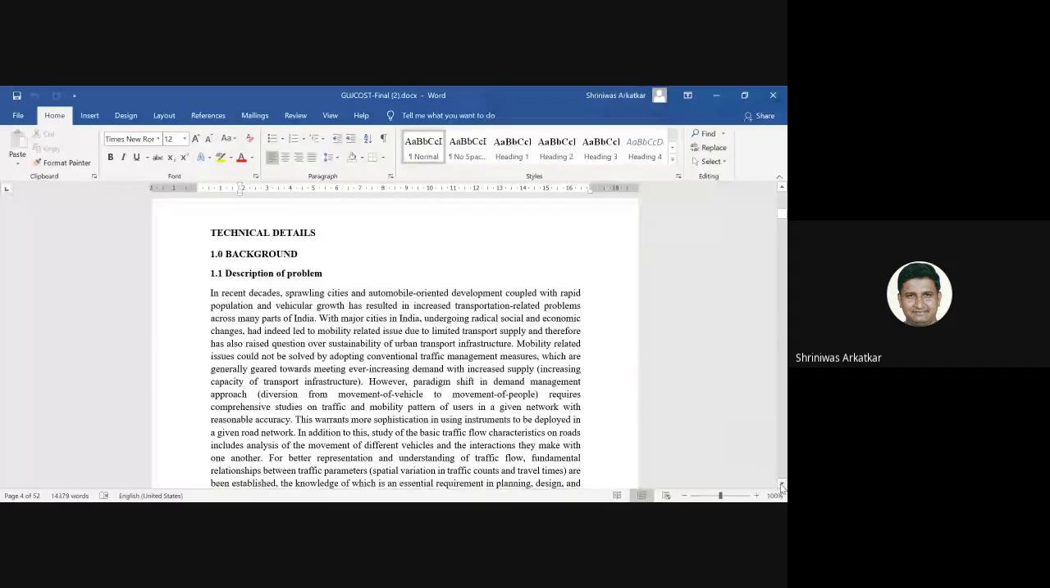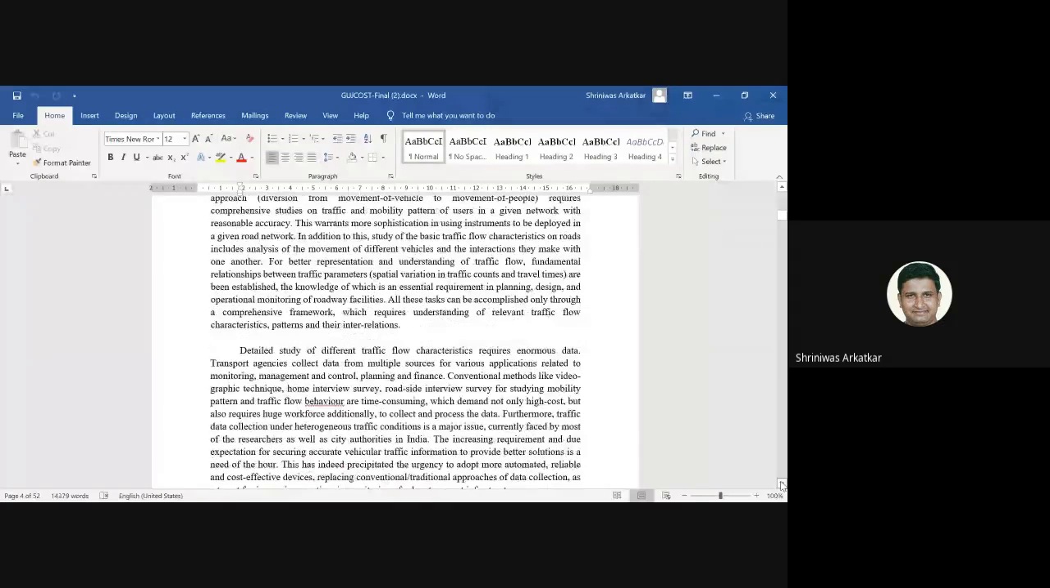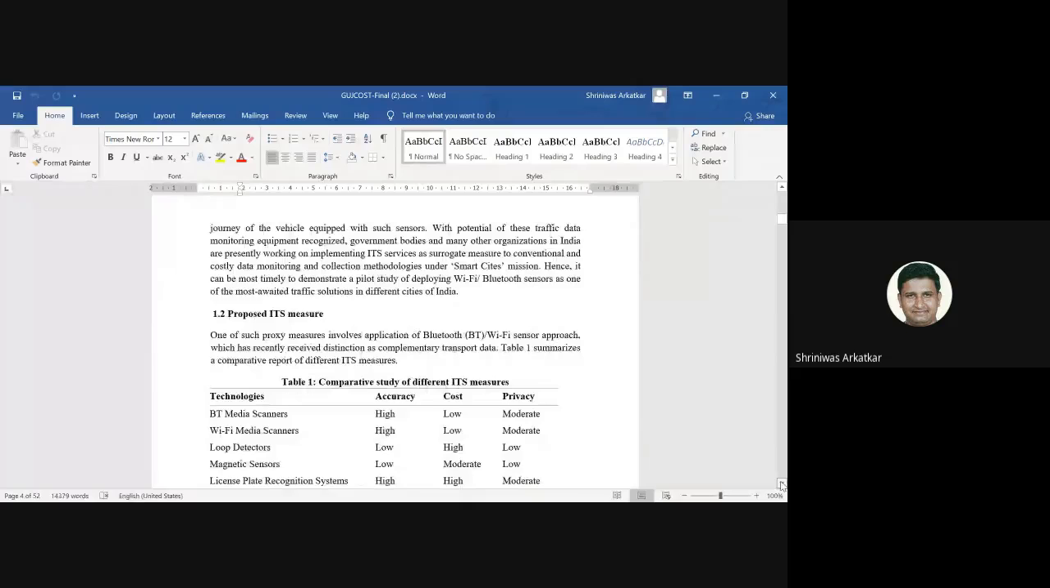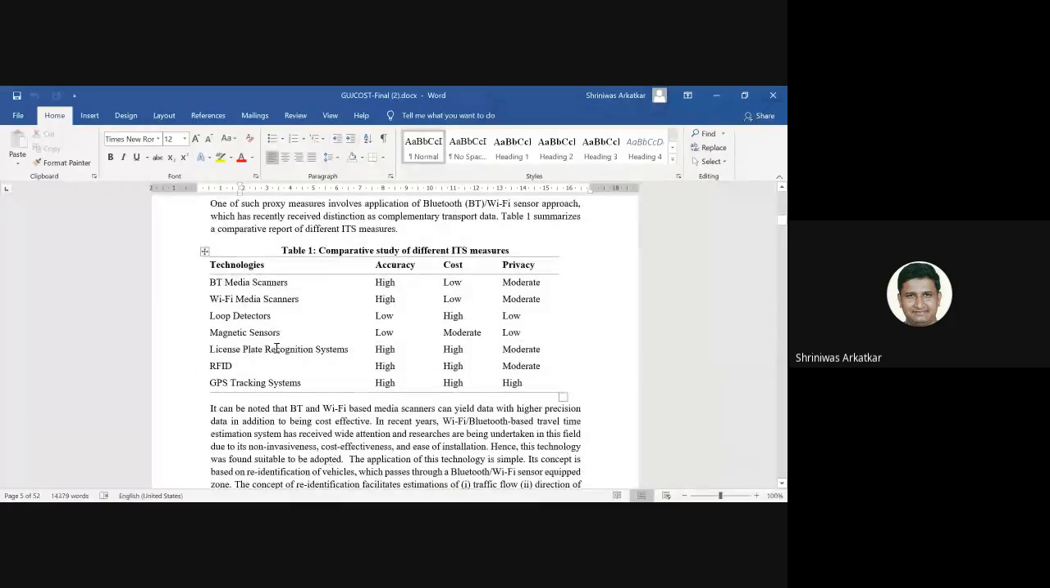So you should follow their instructions very well. This is the background of the problem. That means what exactly you are going to deal with, how this is important, what the problem definition or the problem statement is, and you are going to convince them how exactly it is going to be done.